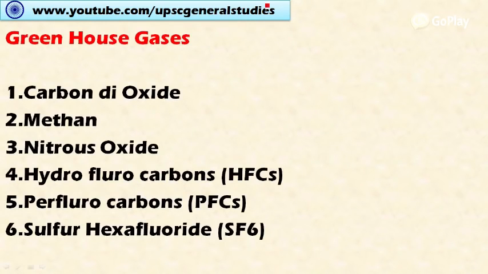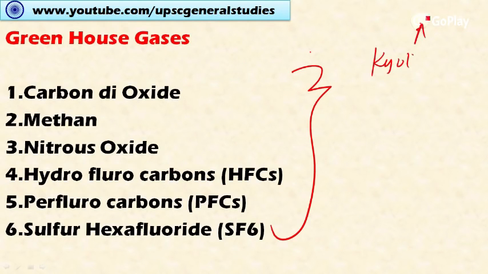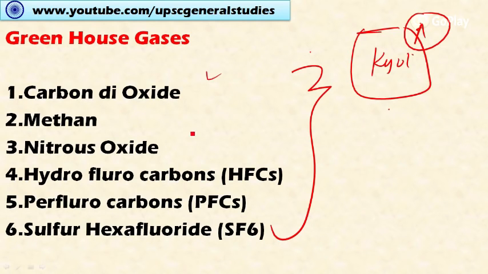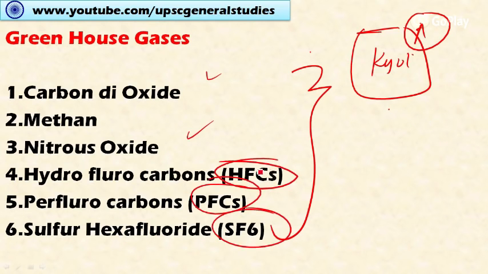So let's look at the greenhouse gases. These are the 6 important greenhouse gases which are causing global warming right now, and these are also listed in Annex A of the Kyoto Protocol. I'm going to cover this in a separate video about the UNFCCC and Kyoto Protocol. For the time being, I am listing these 6 greenhouse gases. These include carbon dioxide, methane, nitrous oxide, hydrofluorocarbons, perfluorocarbons, and sulfur hexafluoride. Please remember these gases by heart. It may be handy while writing examinations.